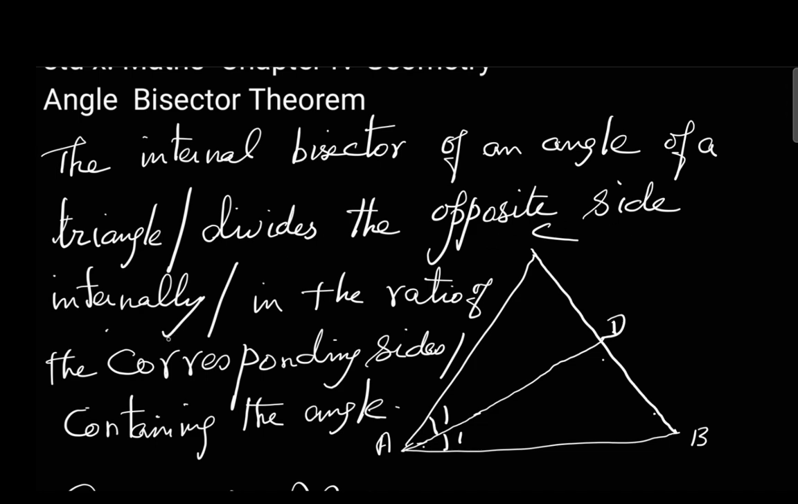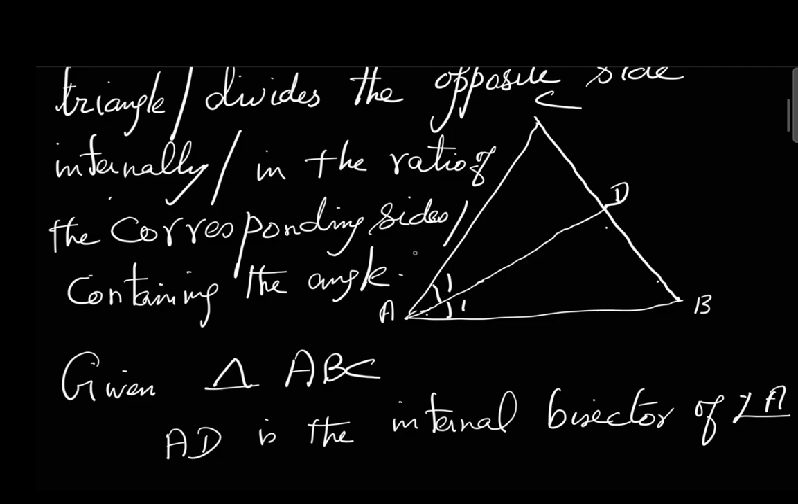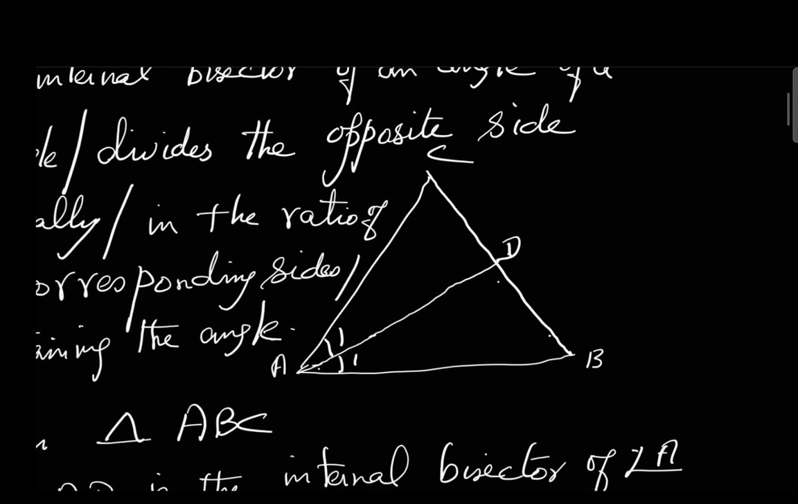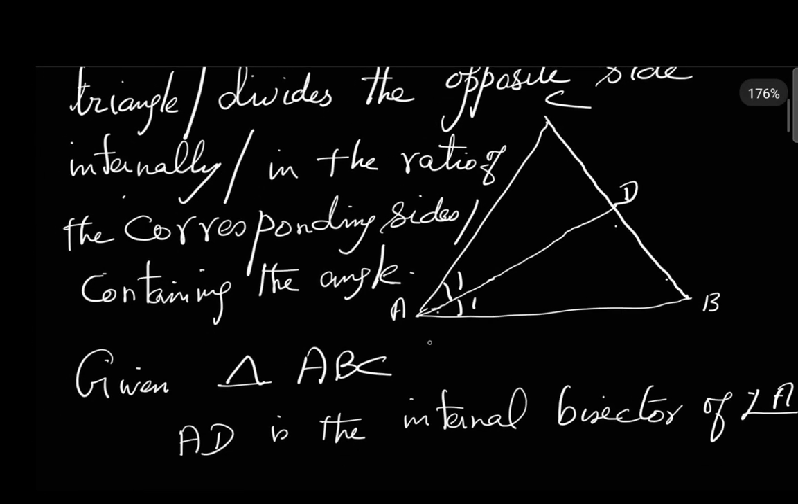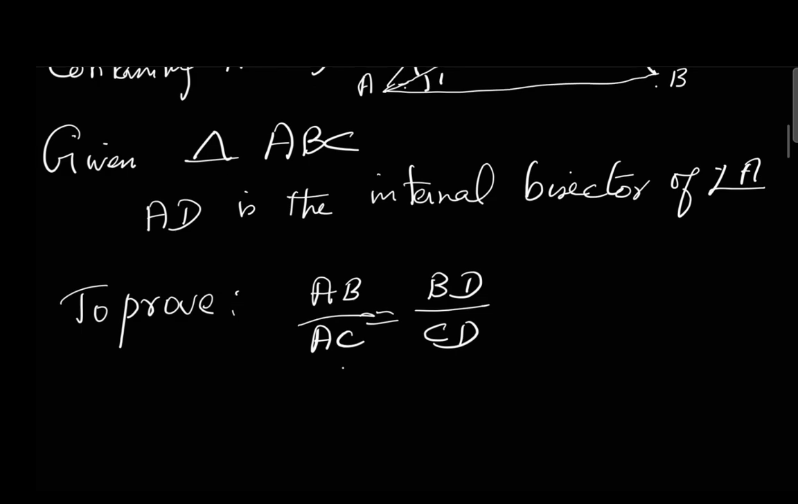that the ratio BD by CD is equal to the ratio of the corresponding sides. Which are the corresponding sides? AB and AC, containing this angle. Which two sides contain the angle A? AB and AC. So when you take BD first, the side next to that is AB, you have to write AB, and then CD next to that is AC. I have to prove AB by AC equals BD by CD.